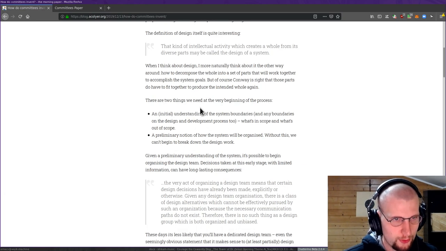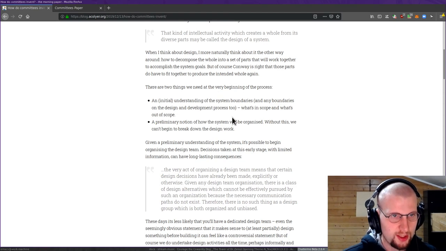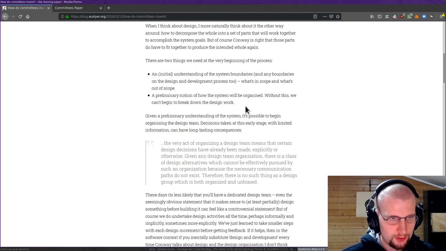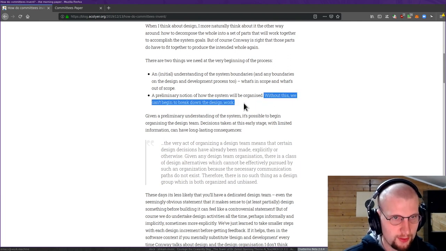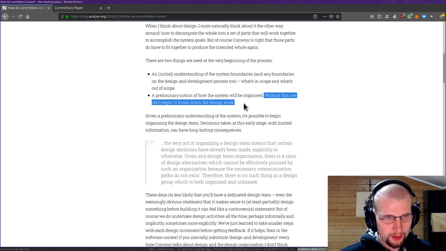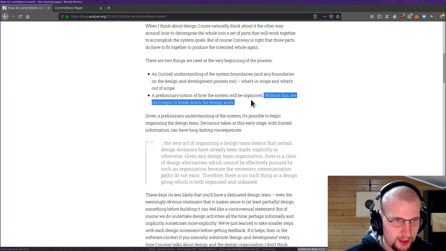There are two things we need at the very beginning of the process. An initial understanding of the system boundaries and any boundaries on the design and development process too. What's in scope and what's out of scope? A preliminary notion of how the system will be organized. Without this, we can't begin to break down the design work. Given a preliminary understanding of the system, it's possible to begin organizing the design team. Decisions taken at the early stage with limited information can have long-lasting consequences.